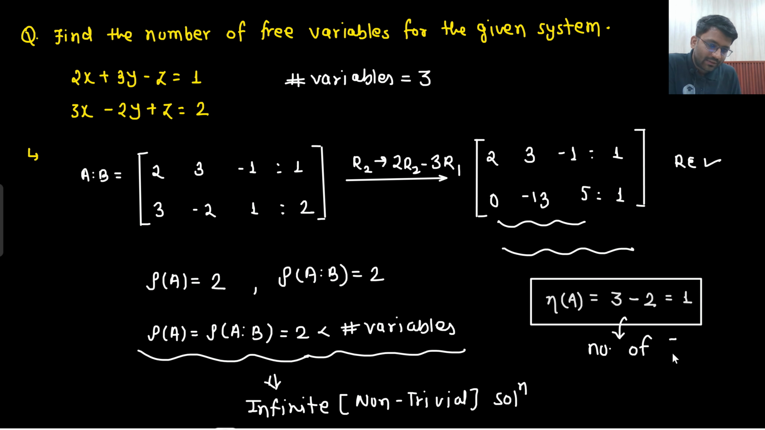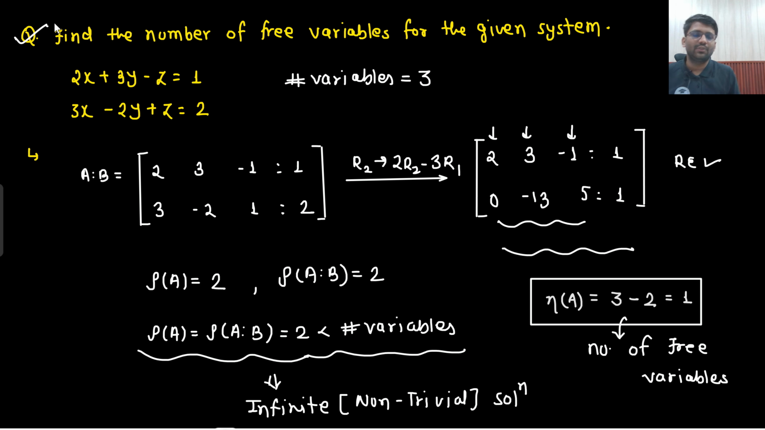Number of free variables. And if someone writes down the definition of nullity as number of columns minus the rank, how many columns are there? 1, 2, 3. So the number of columns in A is 3 minus the rank. Rank is 2. So the number of free variables is 1 and effective equations are 2. So there are 2 effective equations having 3 variables. One free variable would be there and infinite solutions would be there.